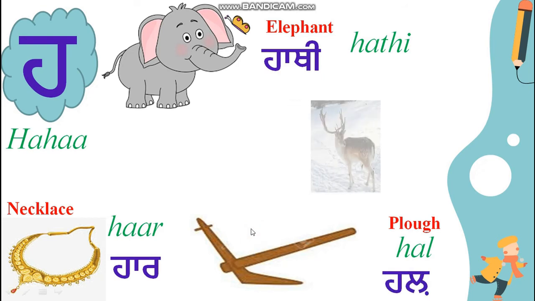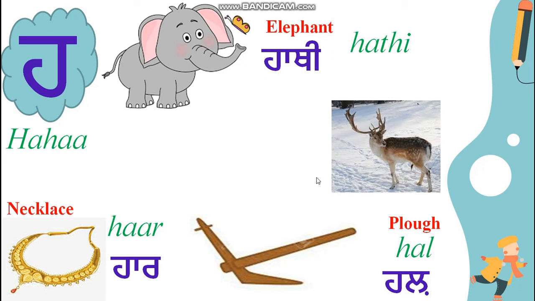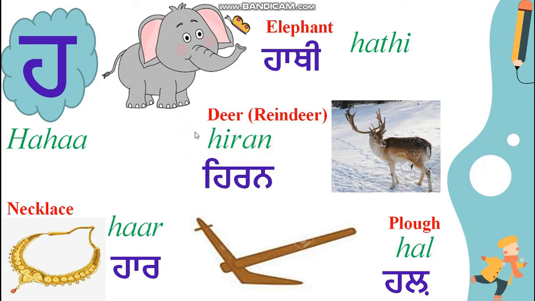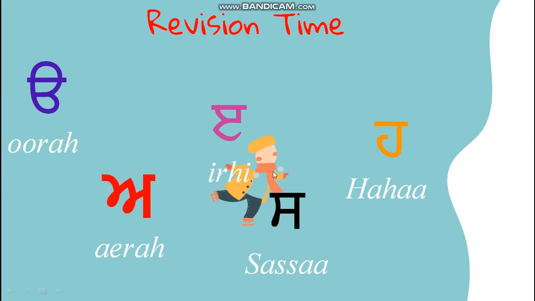This really helps the farmer. This is our friend deer. Deer is known as hiran in Punjabi. Now revise. Haha hathi. Haha har. Haha hal. Haha hiran. It's a revision time.